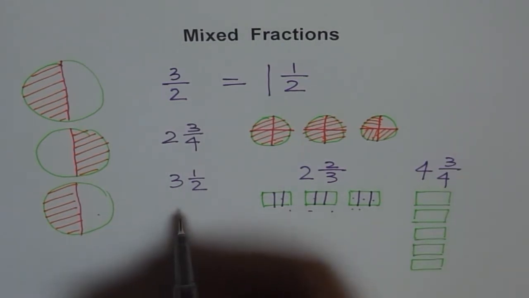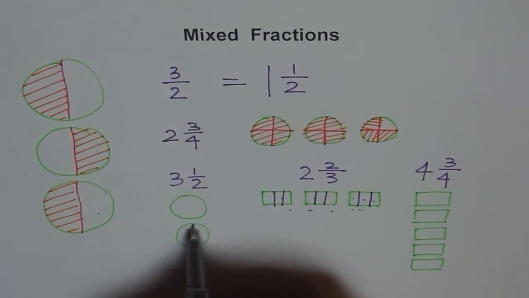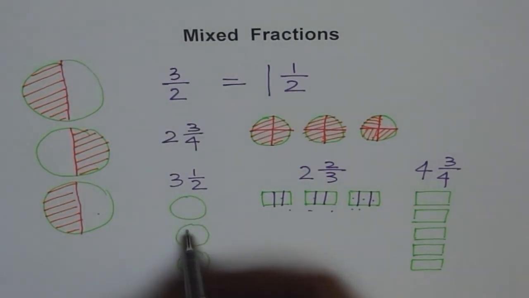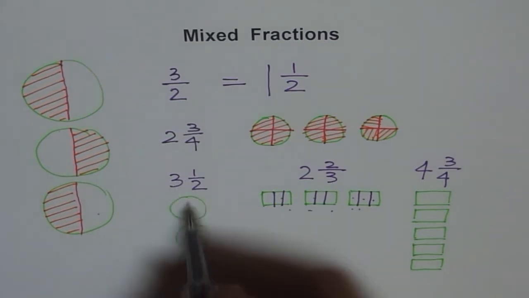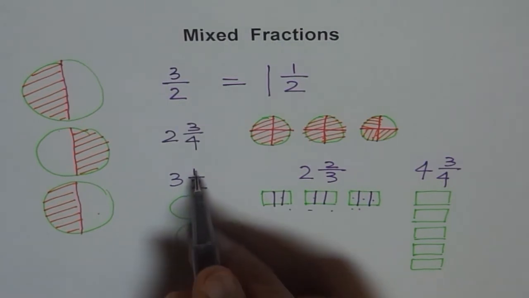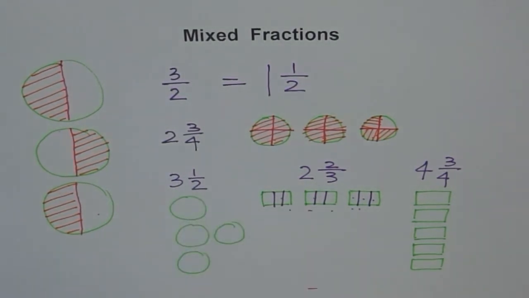Here, let's draw circles. So we draw 1 circle, 2 circles. It could be any shape, right? 3 circles. Divide them into halves. So you get 3 full and then 1 more to show your half. Do you see that? So you can make 3 and a half. That is how you need to understand what a mixed fraction is.